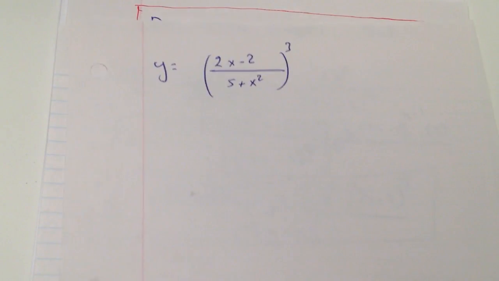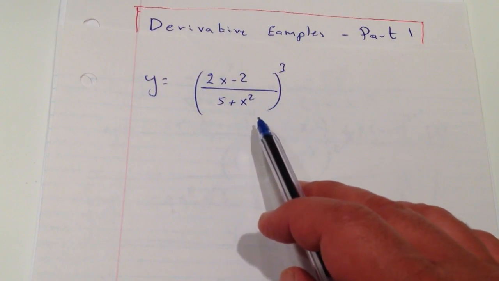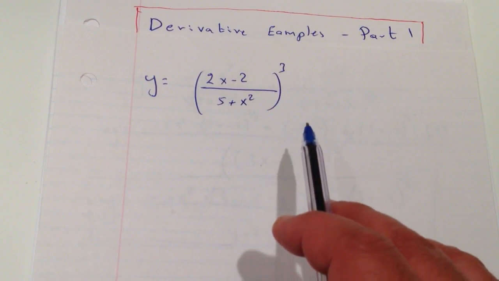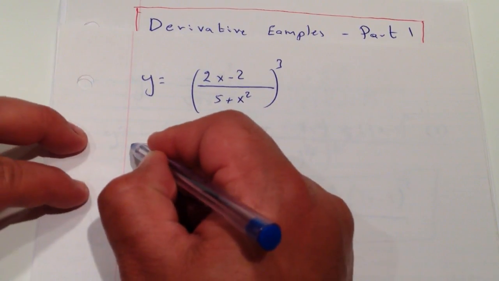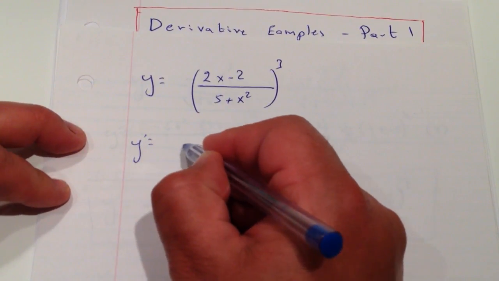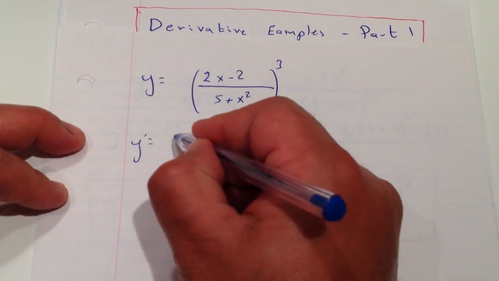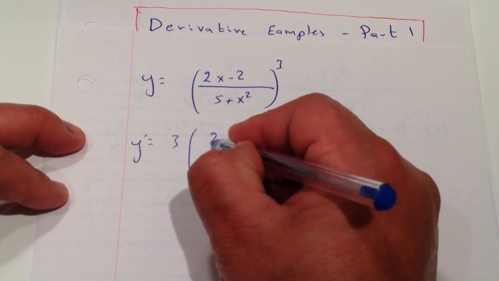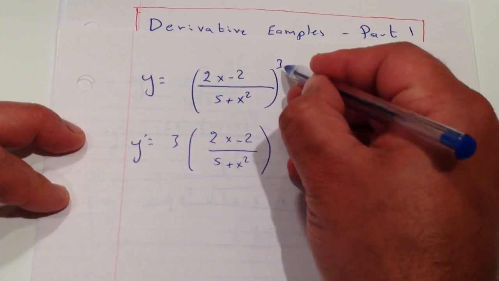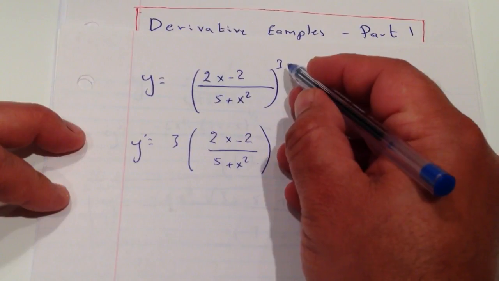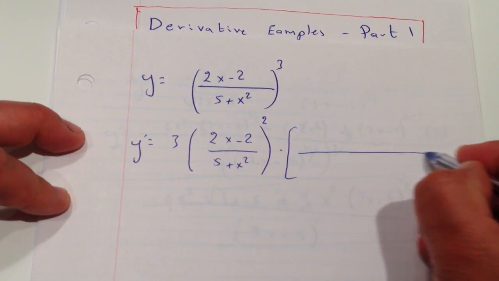Let's solve one problem. Y equals 2x minus 2 divided by 5 plus x squared, and all have a power 3. So the derivative y prime is equal to, I will apply the power rule for the outside function, which is 3 times (2x minus 2 over 5 plus x squared), and that power 3 I can minus 1, so it will be 2, multiplied by the derivative of the inside function.